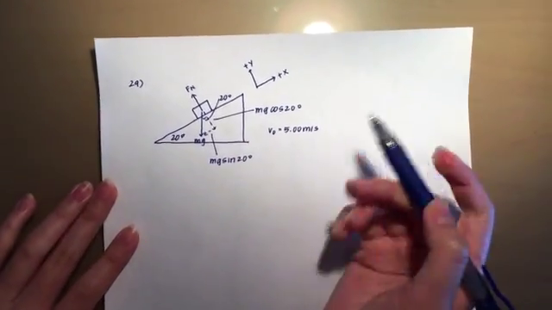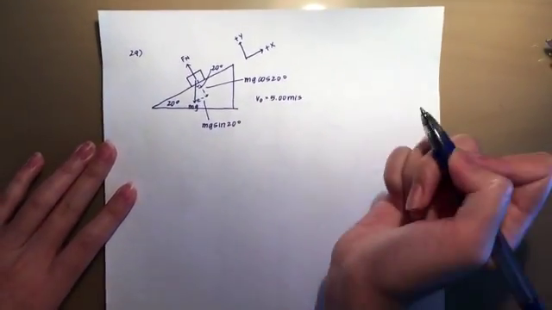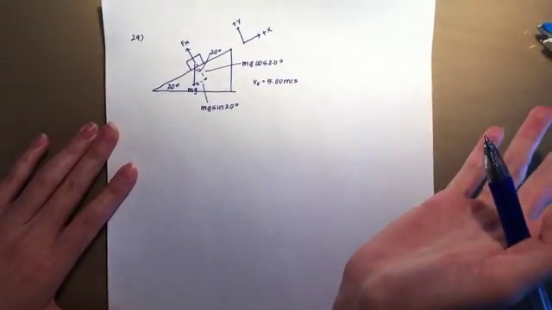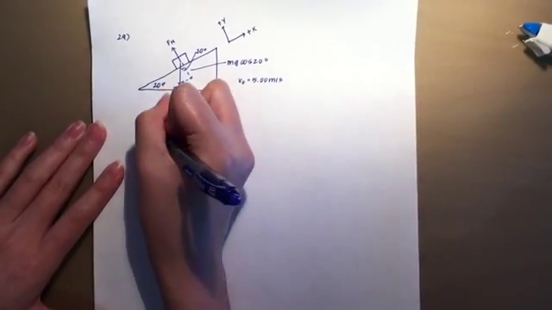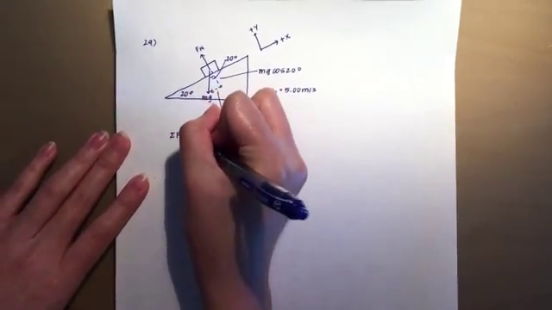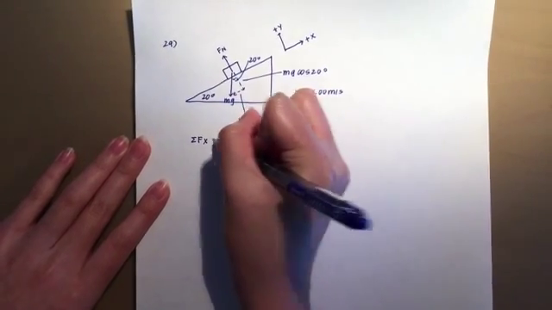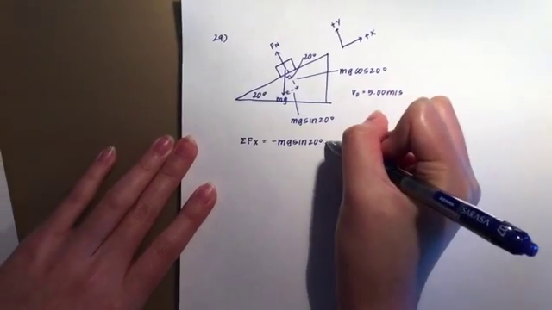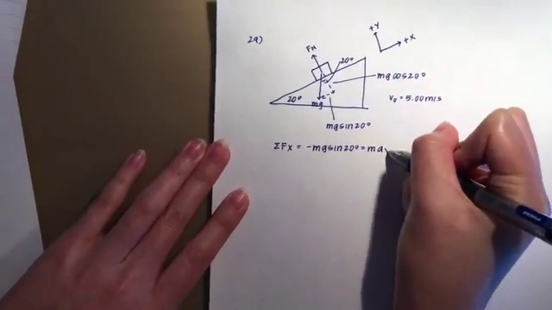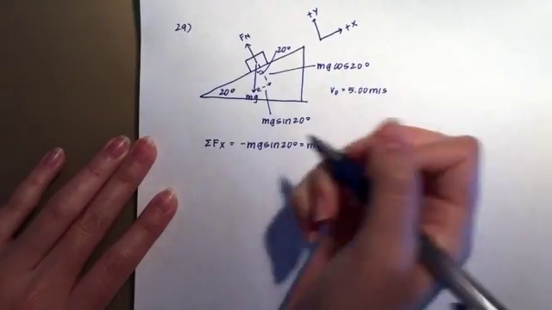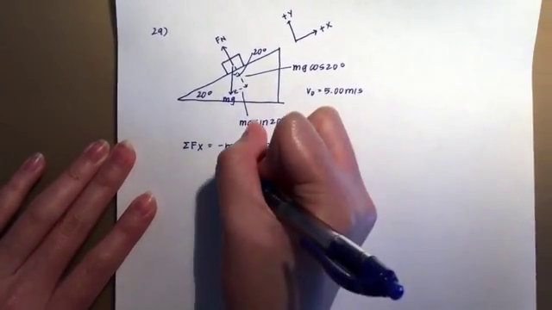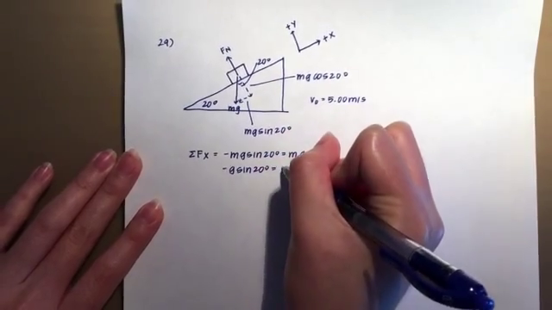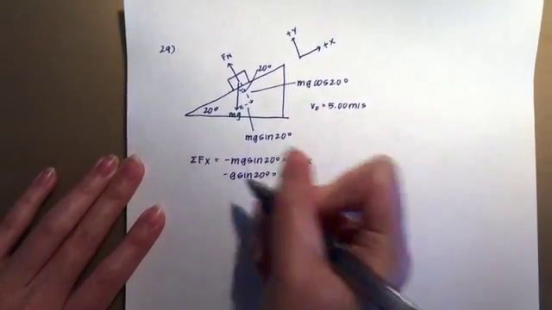And so I'm going to sum the forces now, and for this problem we don't need to sum forces in the y direction because the information we get from that is not relevant to the problem. So summing forces in the x direction, we get negative mg sine 20 degrees is equal to mass times acceleration in the x direction. So the masses cancel out, so we're left with negative g sine 20 degrees is equal to acceleration in the x direction.